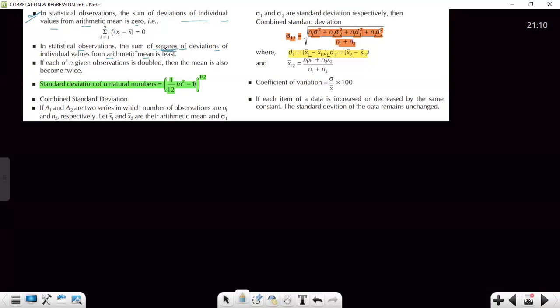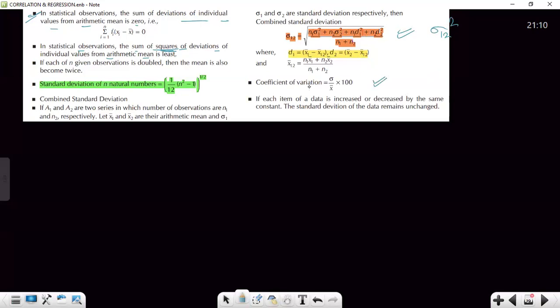Standard deviation of n natural numbers: we found the formula for variance for the first n natural numbers, so the standard deviation will be just the square root of that. And this is the formula for combined standard deviation. We found the combined variance formula, so it is just the square root of that, nothing different. So this is the coefficient of variation.